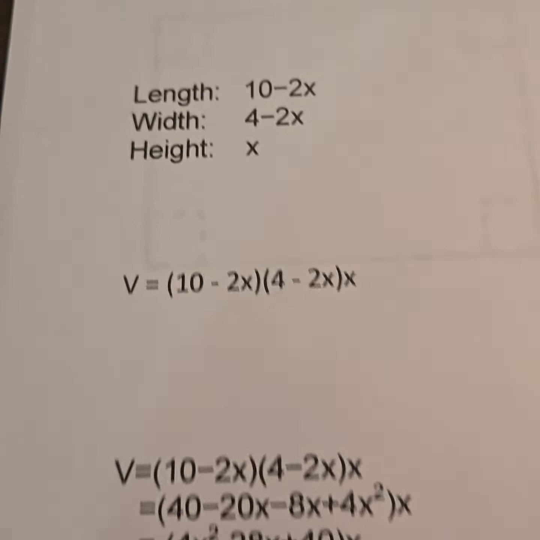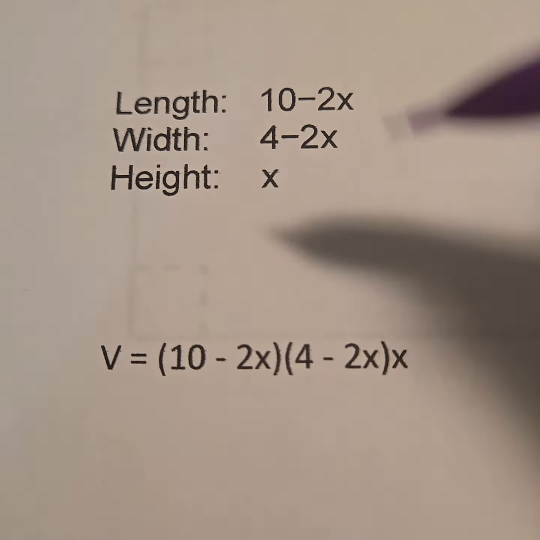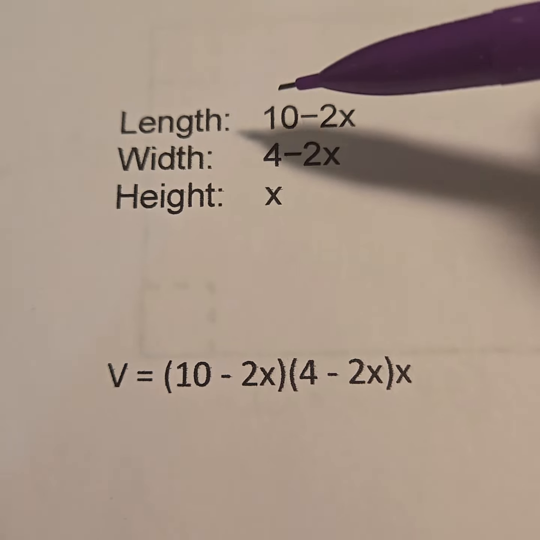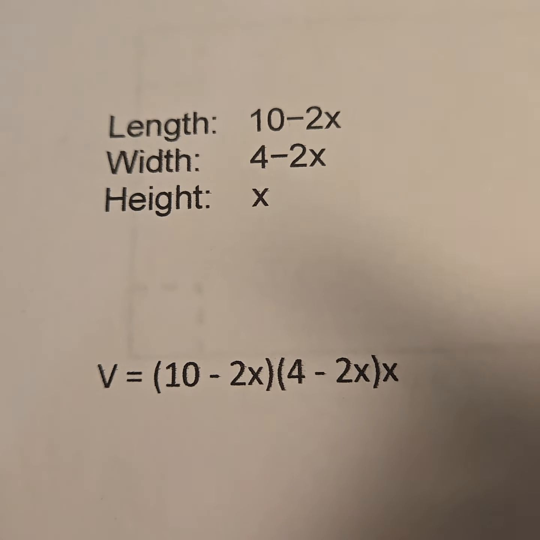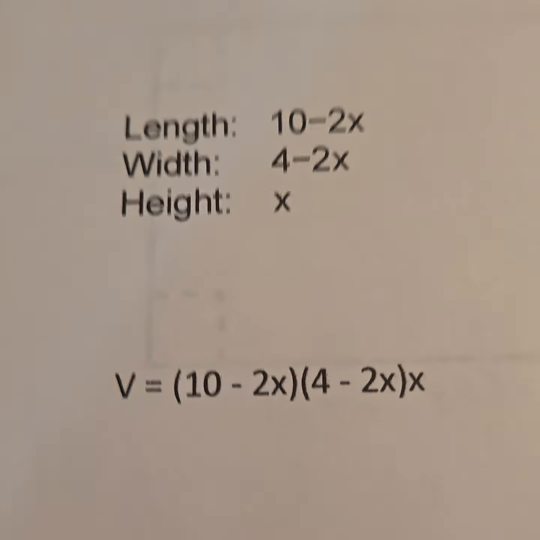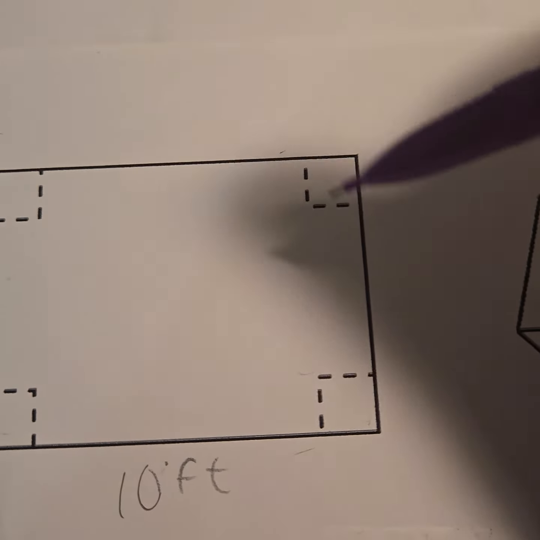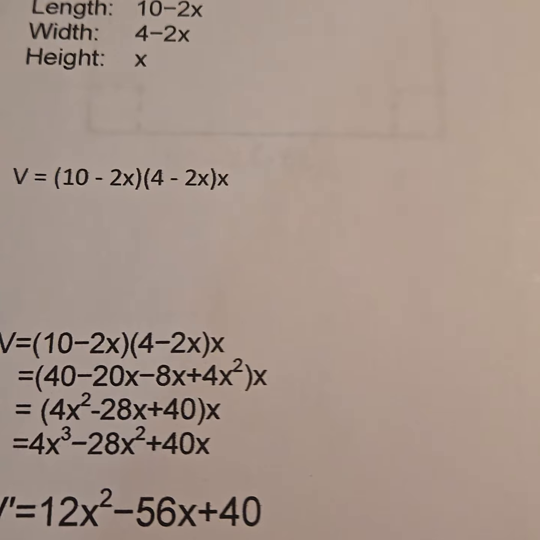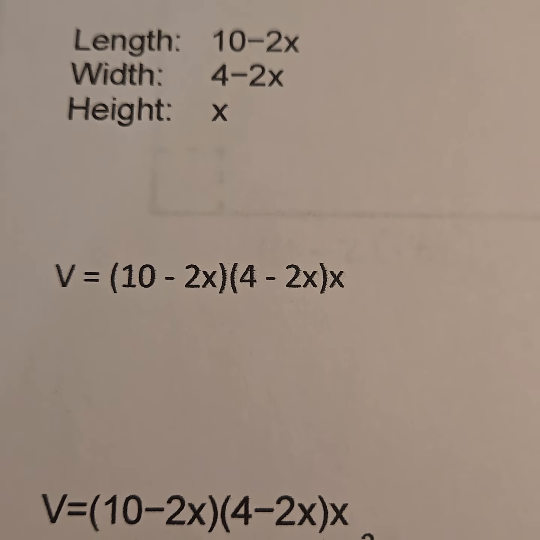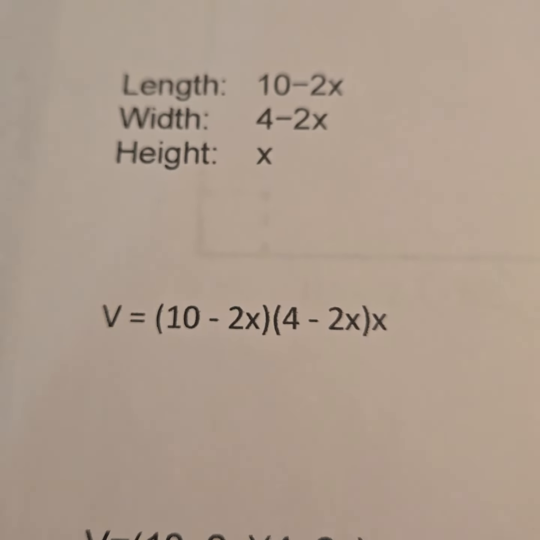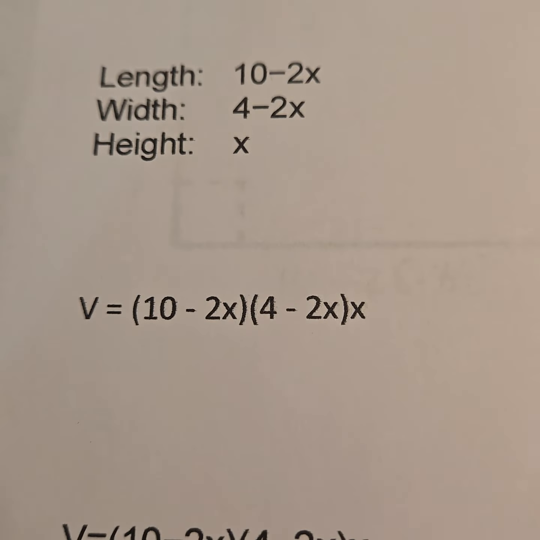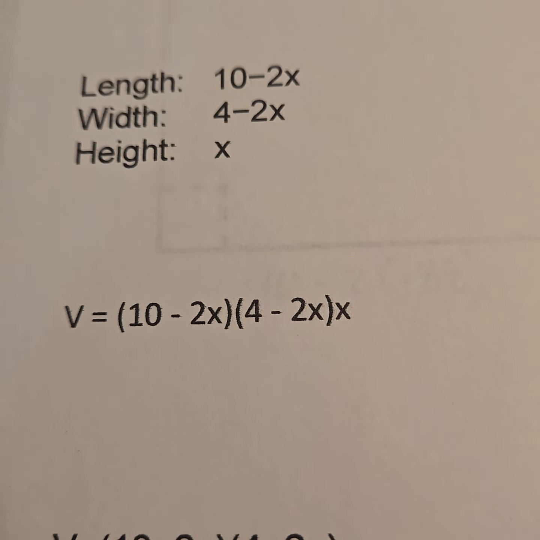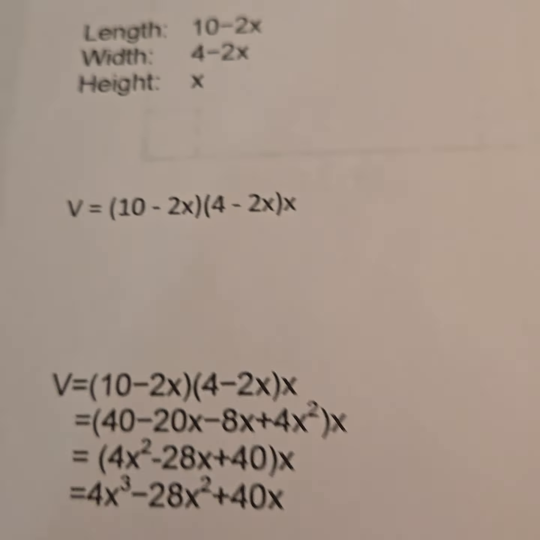To repeat, I'm just putting in writing what I just said. The length is 10 minus 2x, the width is 4 minus 2x, and the height will be x, because when we fold this up into the box, that x will be the height over there. And we want to maximize volume, so make an equation for the volume. The volume is length times width times height, which is (10 minus 2x) times (4 minus 2x) times x.